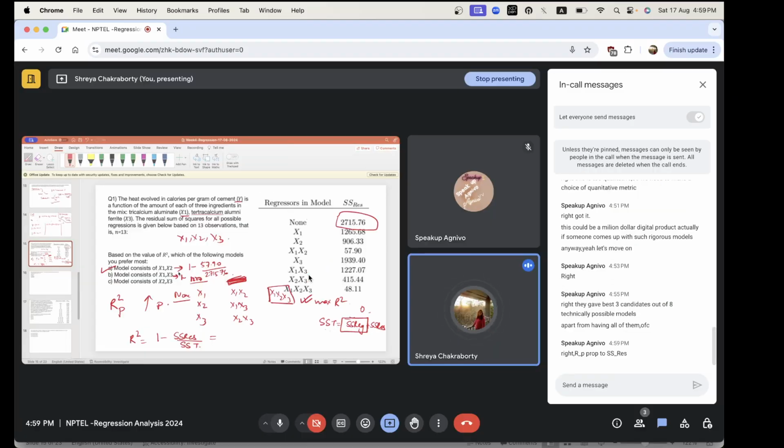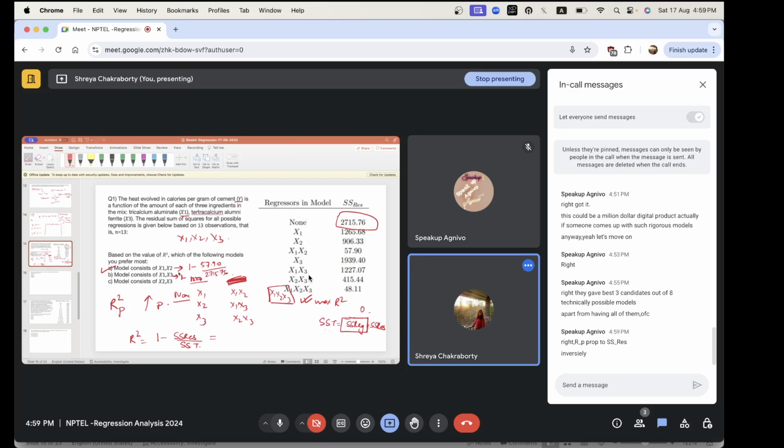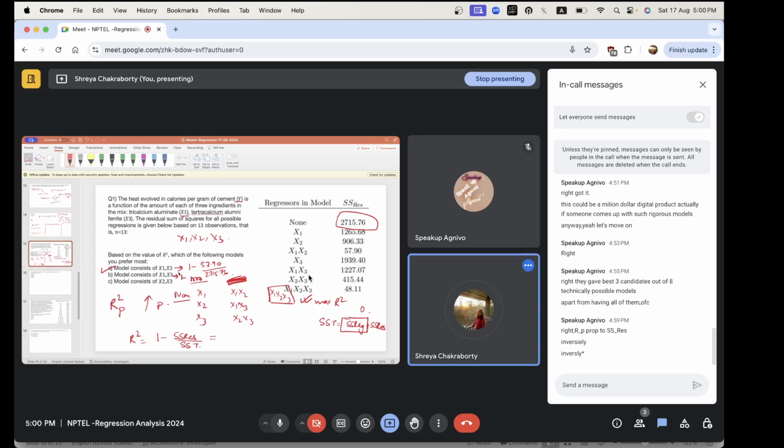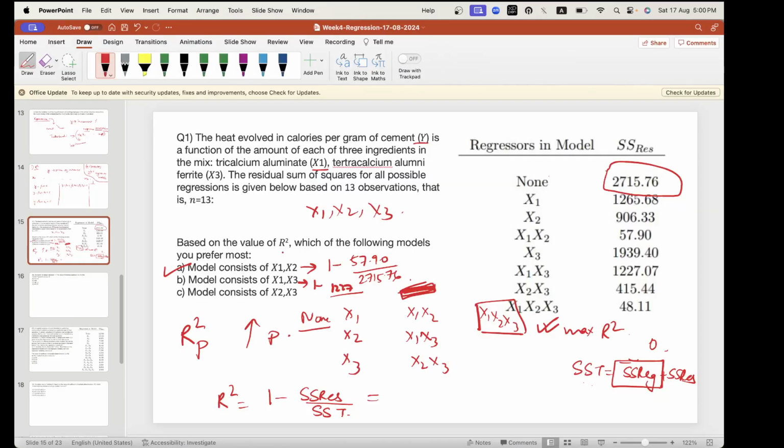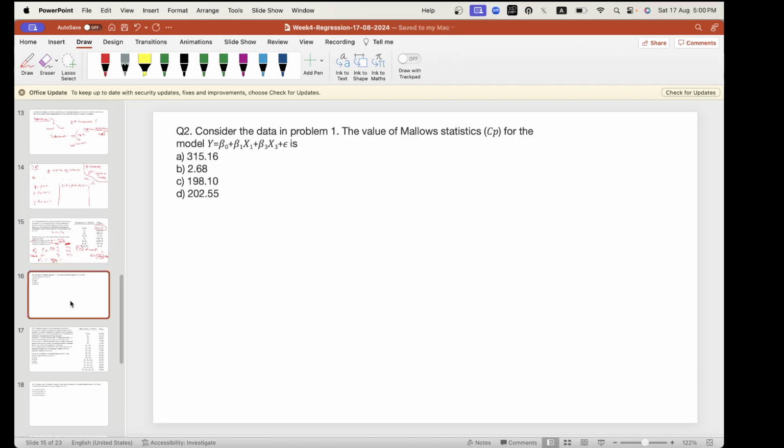P is proportional to SS residual. Yes, P is proportional to SS residual. Inversely proportional, yes. So R square increases with P and SS residual would decrease with P. Right. So then moving on to the next one.